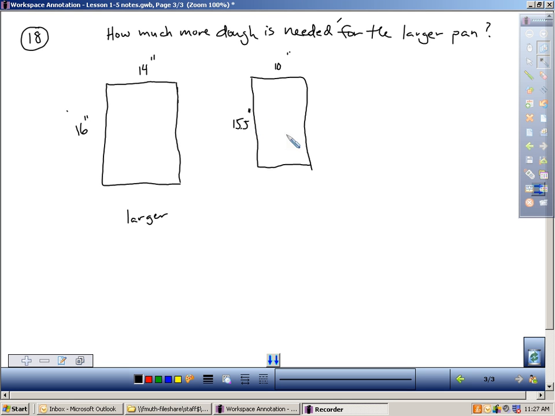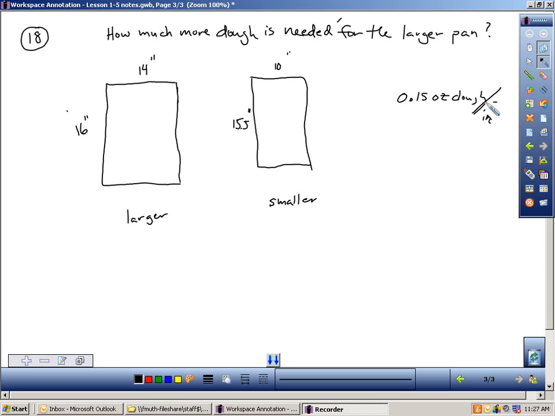Okay, and we know one other important fact. There's 1,500 ounces of dough per square inch. Oops, I'm running out of room here on my board. There we go, square inches. Okay, so I need to figure out how much more dough is in this pan than this one.